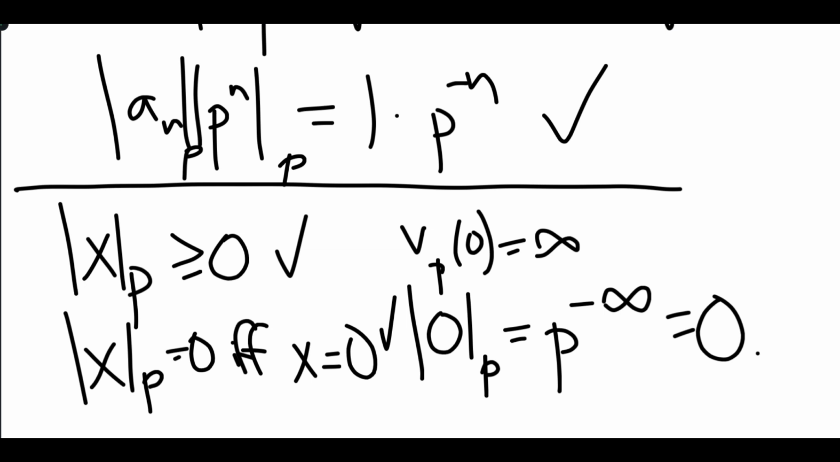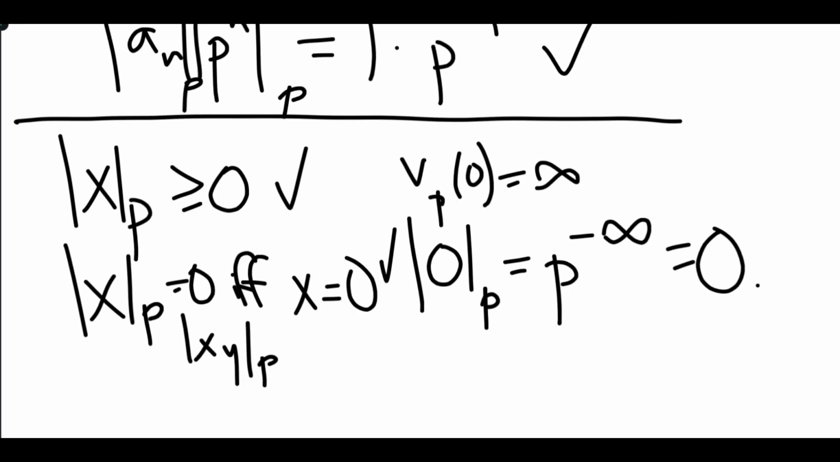Multiplicativity is pretty straightforward as well. Because the largest power of p dividing xy is the largest power of p dividing x plus the largest power of p dividing y, and that corresponds to addition of the valuations, and that's multiplication of the absolute values. So there isn't a whole lot to that one.